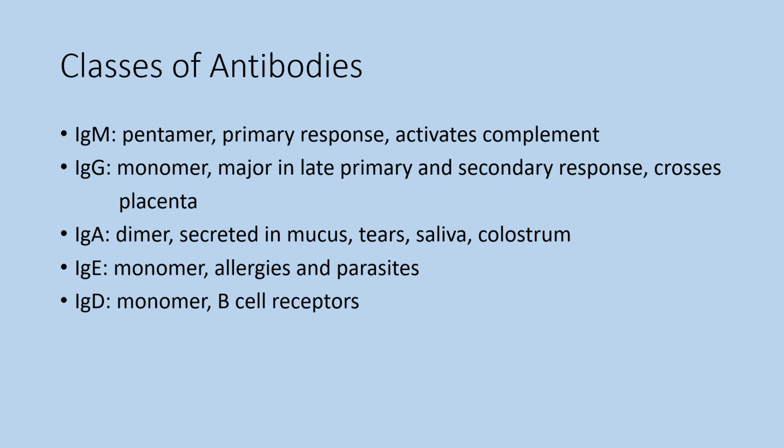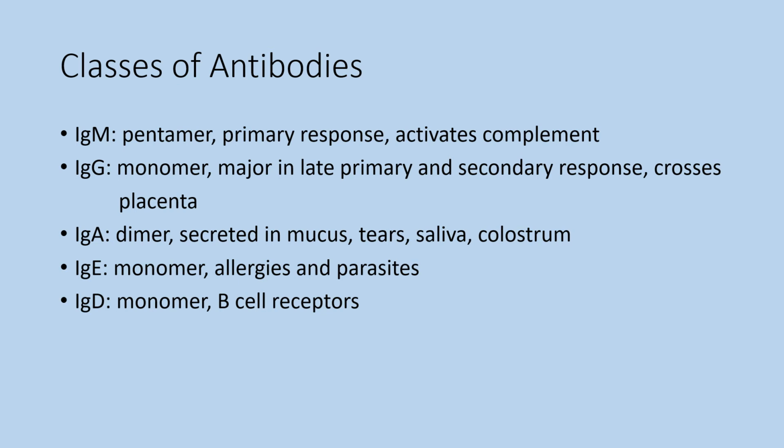IgG is a monomer, so it's only one of those forms of the antibodies. You'll see a picture in a moment. IgG is a little bit later in the primary response. So initially you have IgM, and then a few days later you're going to see the IgG. And IgG is going to be the huge one with the secondary response. So any subsequent exposure, you'll see the IgG.